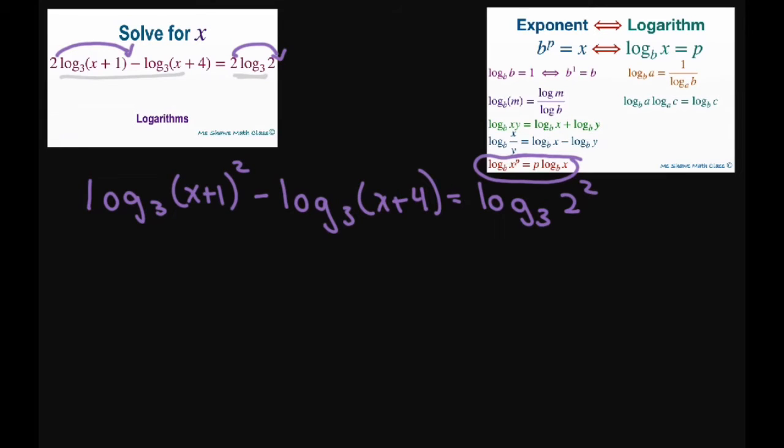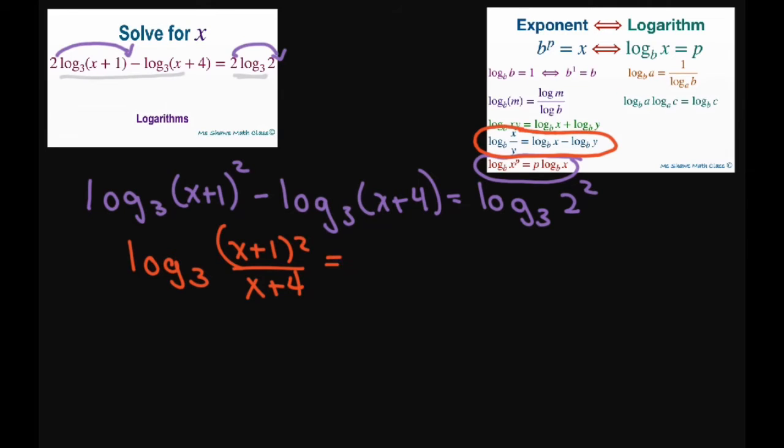Now that we've done that, we can use our quotient rule, or quotient property for logs, and write this as a single log. So on the left-hand side, log base 3 of x plus 1 squared divided by x plus 4. And on the right-hand side, we're going to get log base 3, and I'm going to go ahead and do this as 4. Since we have a single log on each side of the equation, these already match up.